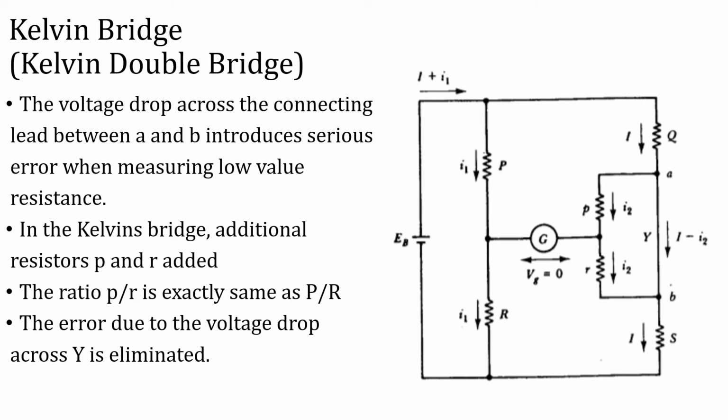In this, the voltage drop across the connecting lead between A and B introduces a serious error when measuring very low values of resistance. In Kelvin's bridge, additional resistors, the small p and small r, are added. The ratio of P by R is exactly the same as p by r. So, the error due to the voltage drop across Y can be eliminated with this method.